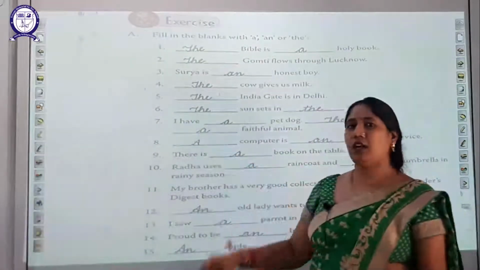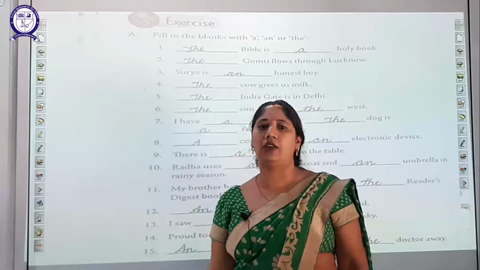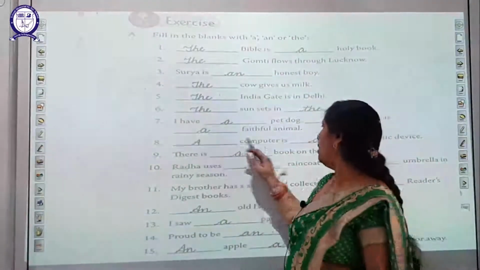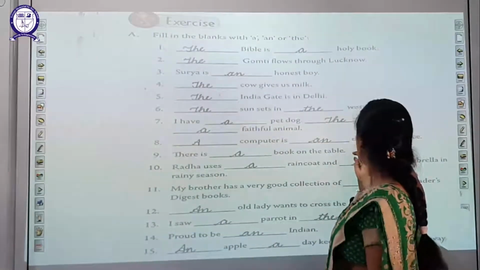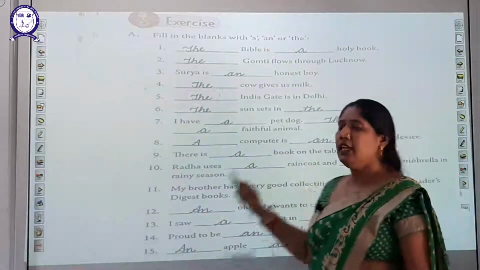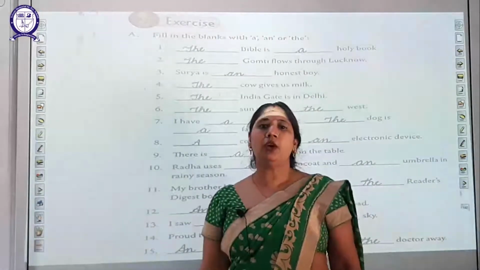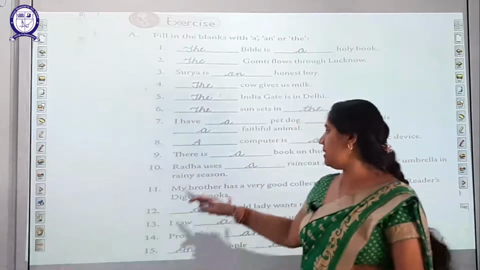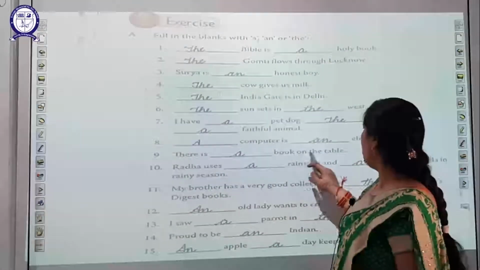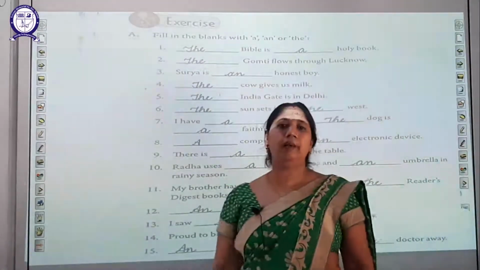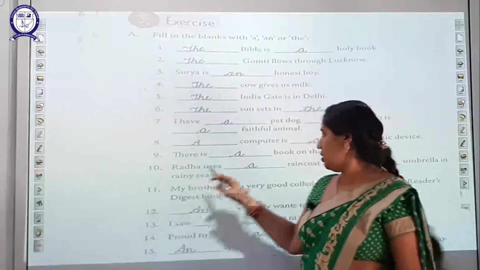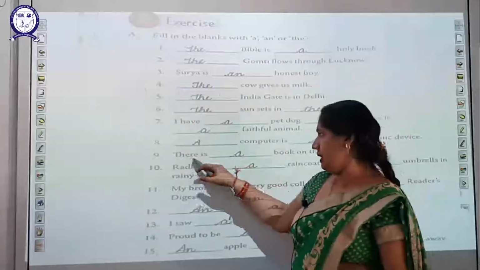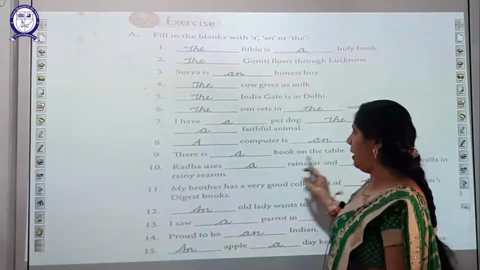Dash computer. K is a consonant sound. So we have to write here a. A computer is an electronic device. E is a vowel sound. So an electronic device. There is dash book on the table. B is a consonant sound. So we have to write here a. There is a book on the table.